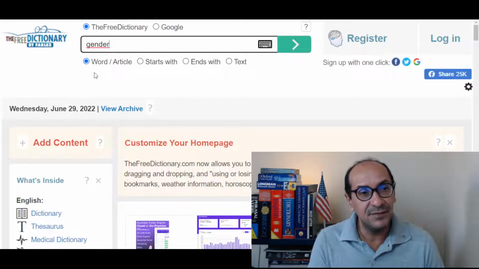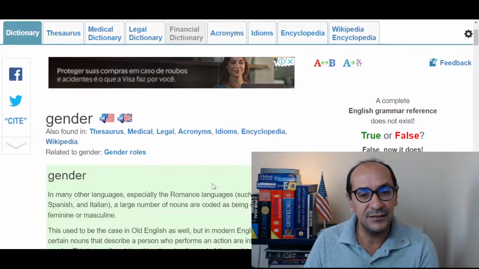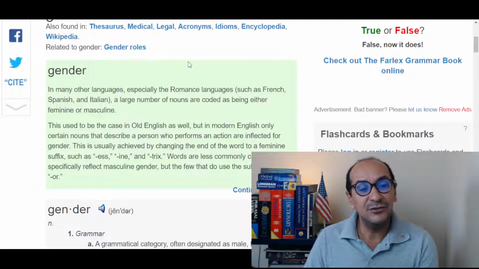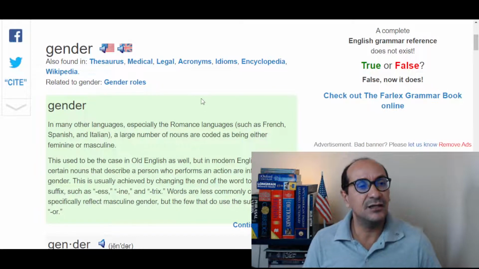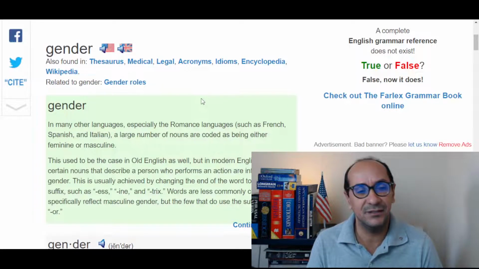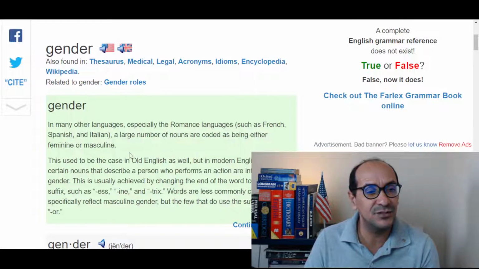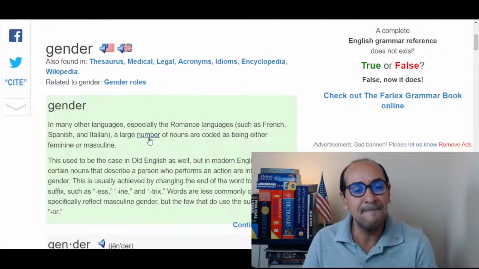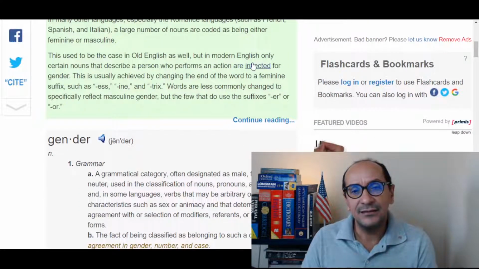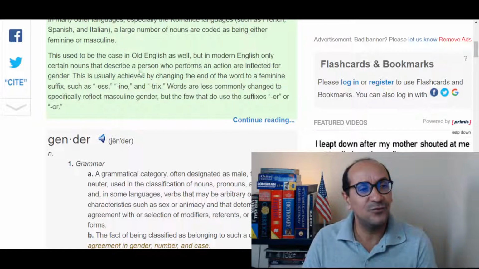But as I said, remember that the idea of gender is more complex than you maybe think it is. See, first, they do not give any kind of definition. The first thing that comes is this kind of explanation. As I said, in other languages, such as French, Spanish, Italian, they didn't say Portuguese, but Portuguese too, a large number of nouns are coded as being either feminine or masculine. And in this case, in English, we are not going to use all these because they are not inflected for gender.